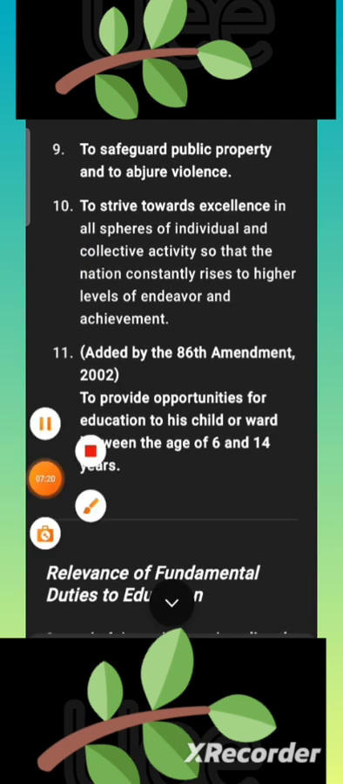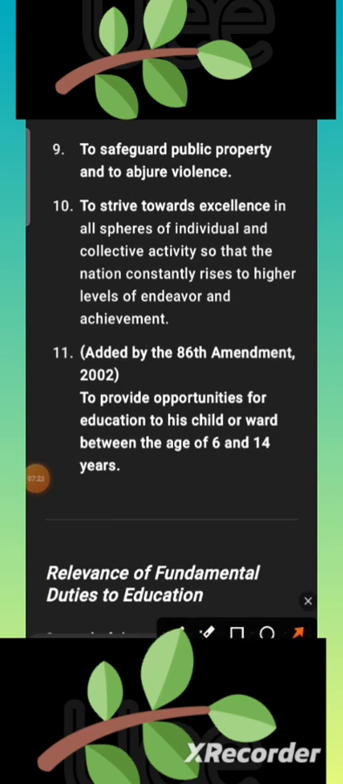11. Provide education to children. Added in 2002. It is a duty of every parent or guardian to send children aged 6 to 14 to school. Enrolling children in school, helping them complete homework, supporting their learning. In education, this duty supports Article 21A, making education both a right and responsibility.